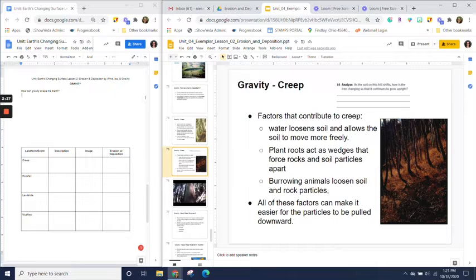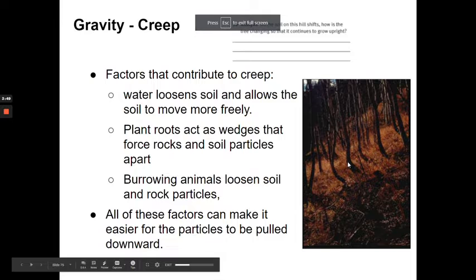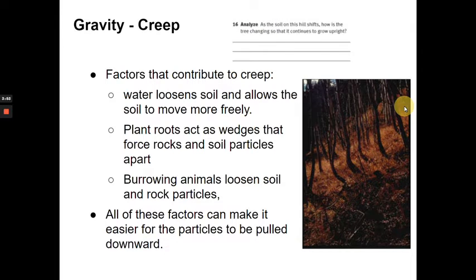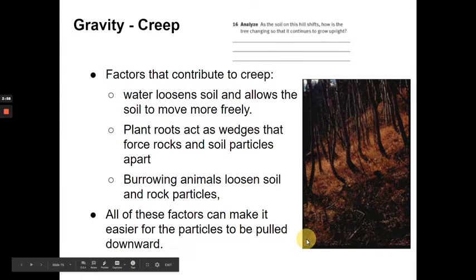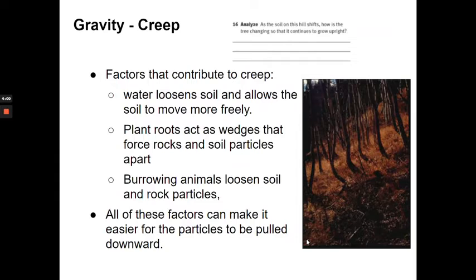So here's a question. As the soil on this hill shifts, how is the tree changing so that it continues to grow upright? If we take a closer look at this picture here, on this side is uphill, on this side down here is downhill. So how is the tree compensating for the fact that the soil or the land is slowly shifting downslope?